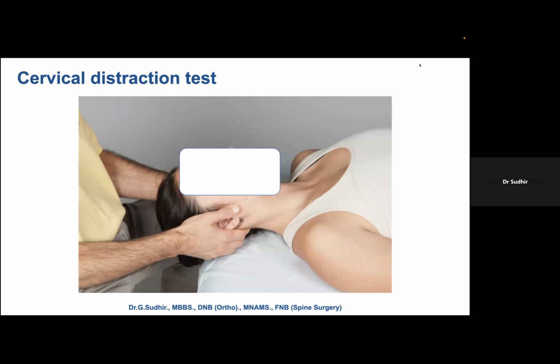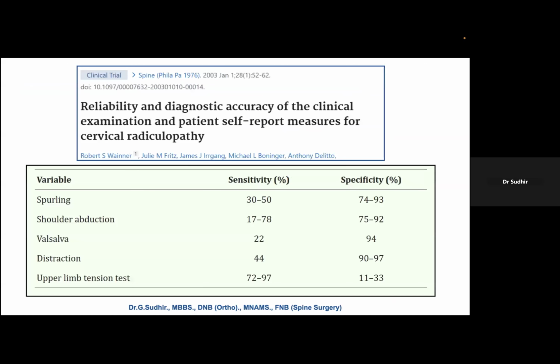The next one is the cervical distraction test. Again, we do not do it very routinely in our clinical practice because it is quite a dangerous test. If the patient has some amount of neurological deficit, it can actually worsen the neurological deficit in these patients, and we have to be extremely careful.